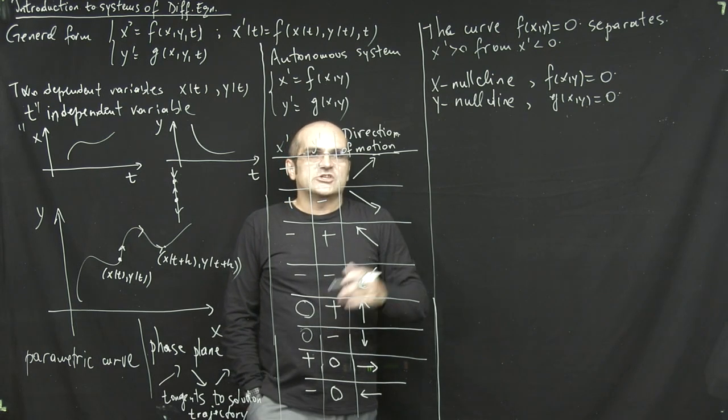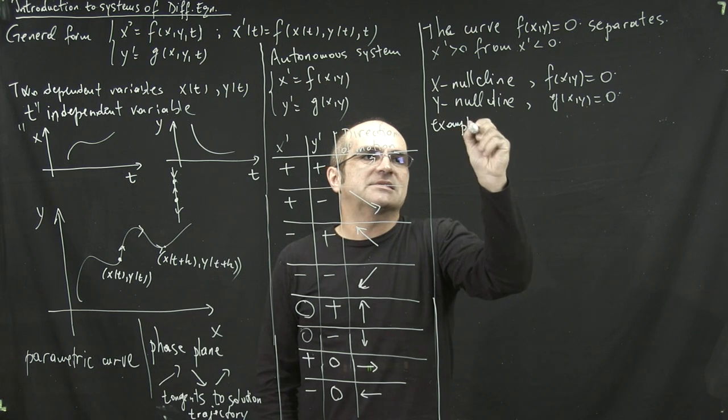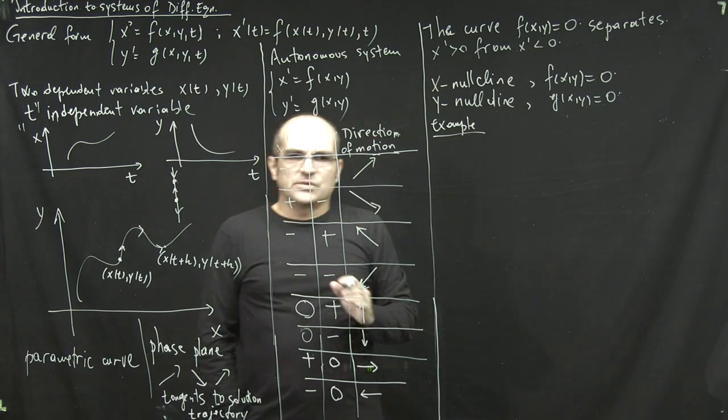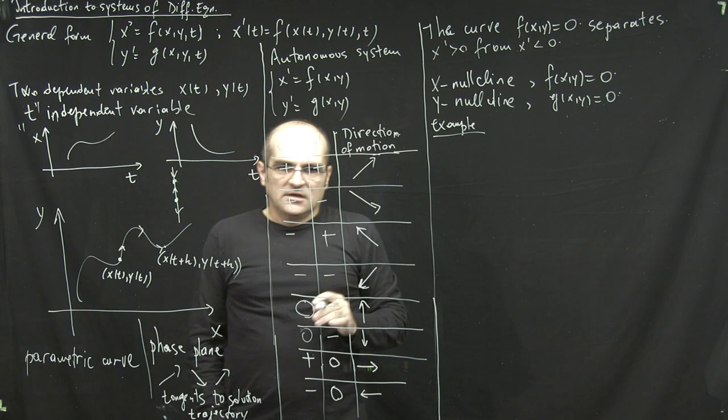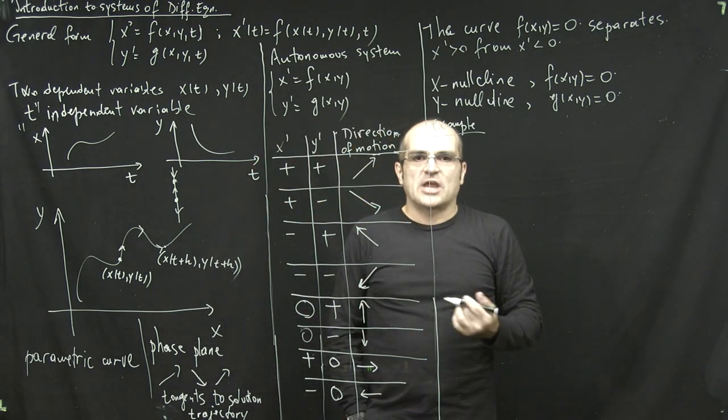So let's actually illustrate with an example before we move on. And this example is specifically chosen so that the nullclines have a very easy to recognize shape.